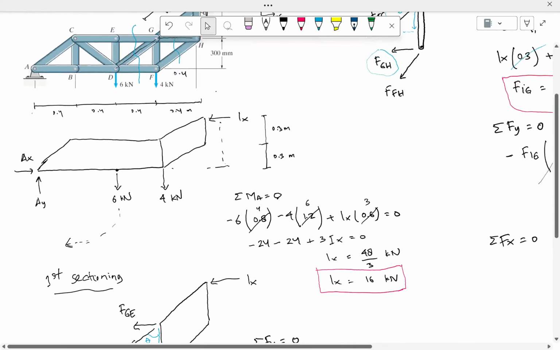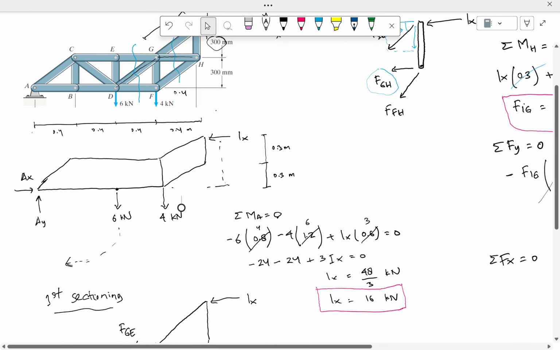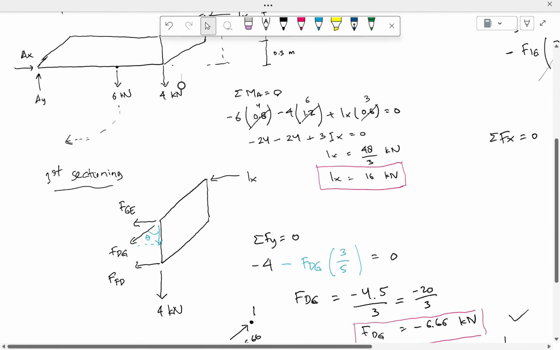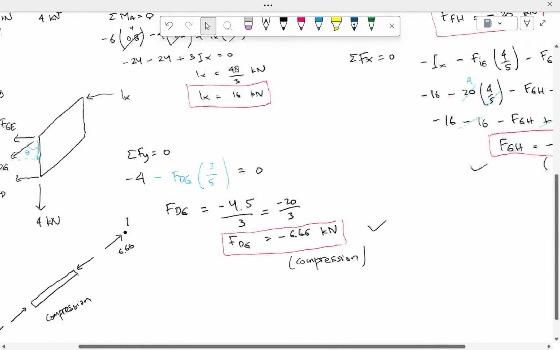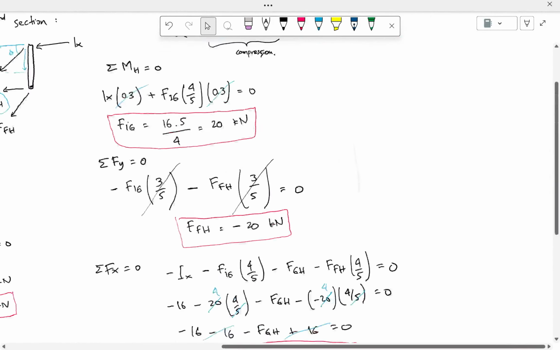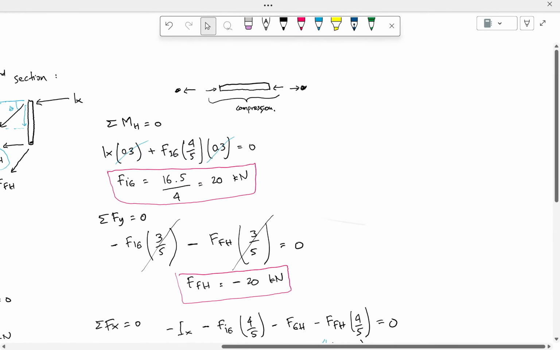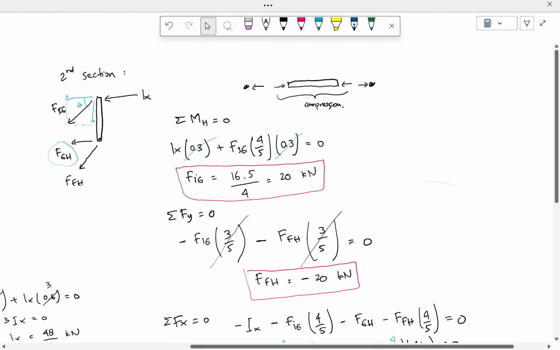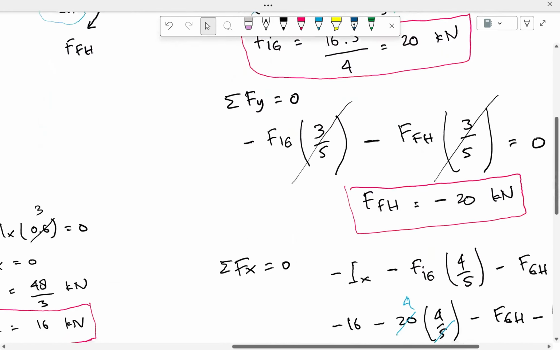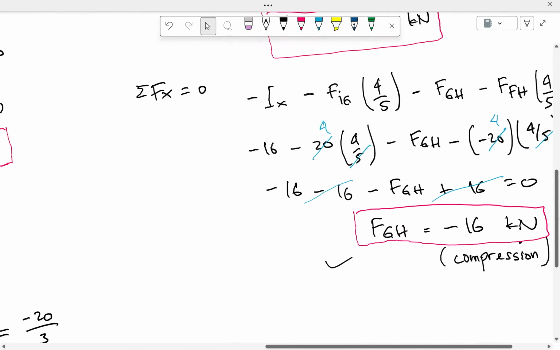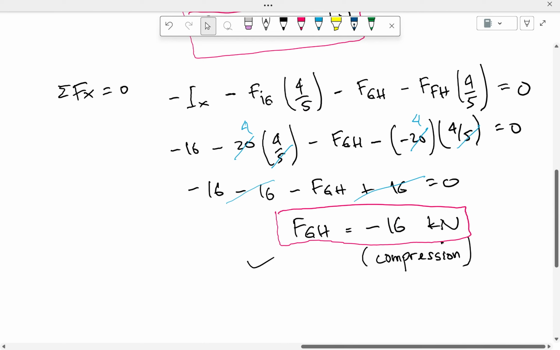Once I get Ix, I make sectioning. I need to do two sectionings. The first sectioning, I do this one, and then I get what I want, FDG. And then for the second section, this is the second section. And then I use equilibrium equations. I did 3 times: for the moment, for the y direction, and for the x direction, and then I get FFH and FGH, the force in the GH member, and both of them are in compression.